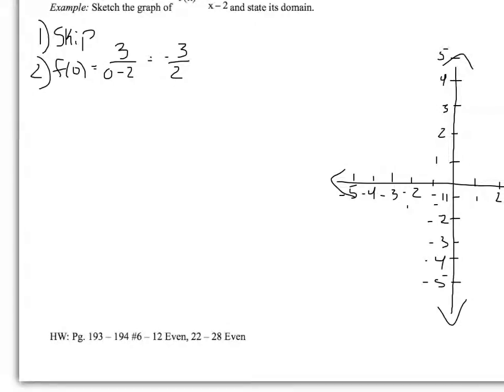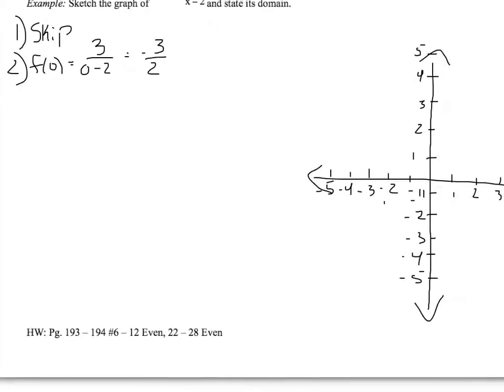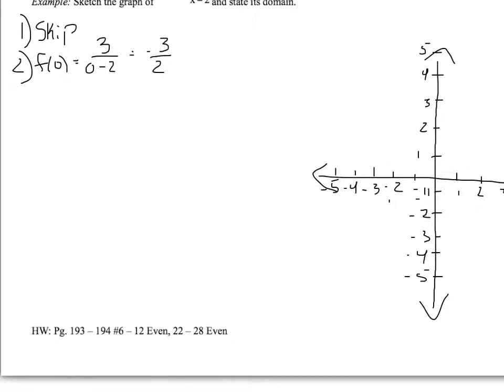Okay, once you have it set up, the first point you plot is for step 2: 0, negative 3/2. Well, 0, negative 3/2 is going to be right here between negative 1 and negative 2.